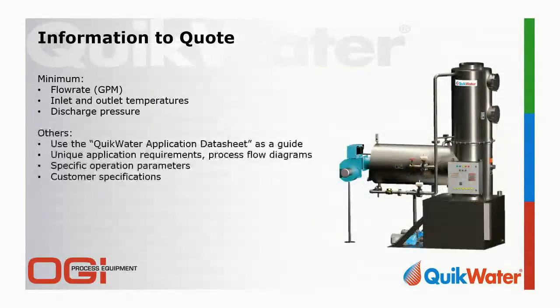The final piece in this is covering the information required to quote. At a minimum, we need to know the flow rate, the inlet and outlet temperatures, and the discharge pressure you would like to see leaving the heater. This will give us the size of the heater. If you have any other preferences of the equipment, this is the best time to specify it.